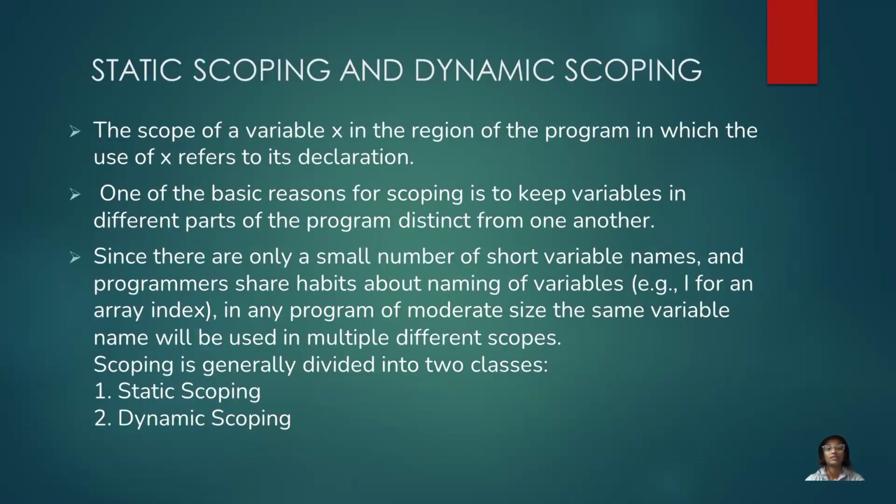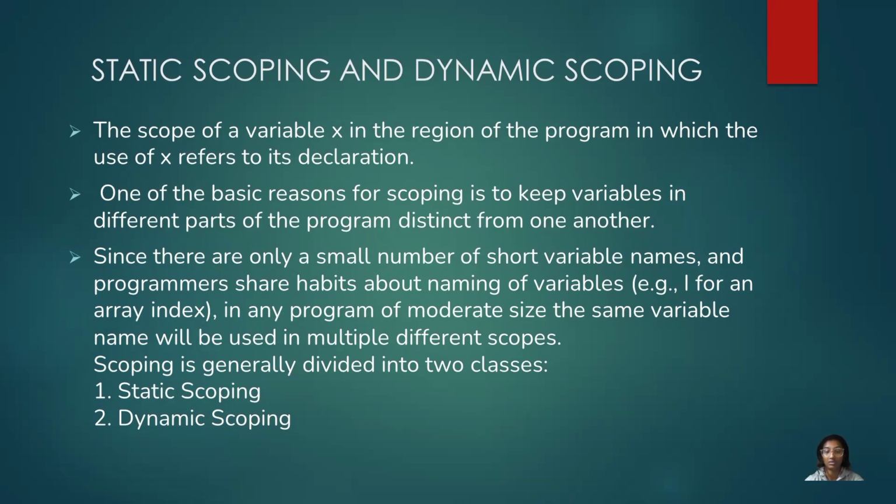Next, static scoping and dynamic scoping. The scope of a variable x is the region of the program in which the use of x refers to its declaration. One of the basic reasons for scoping is to keep variables in different parts of the program distinct from one another.